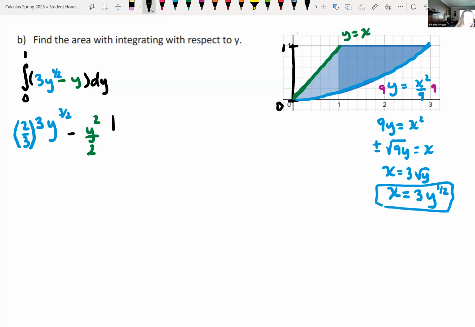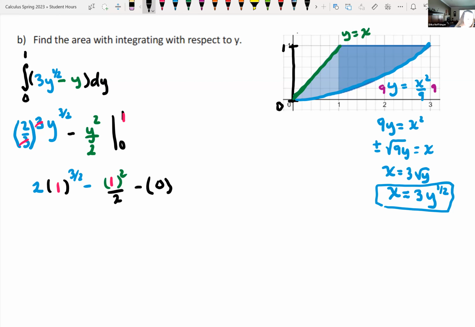Now we're evaluating this from 0 to 1. Before I start plugging in, I notice that I can cancel my 3's. And so now we have 2, plugging in our top bound of 1. We get 1 raised to the 3/2 power minus 1 squared all over 2. And then minus, but if I go back in and plug in 0, wherever I see a y, I just get back 0.